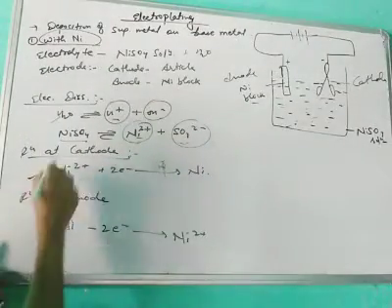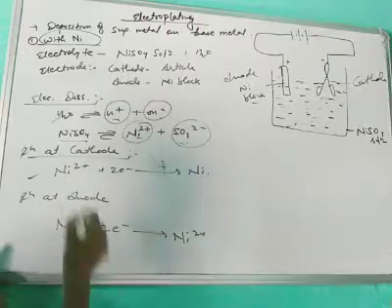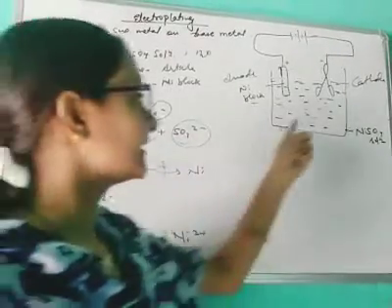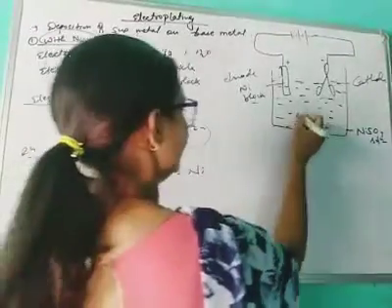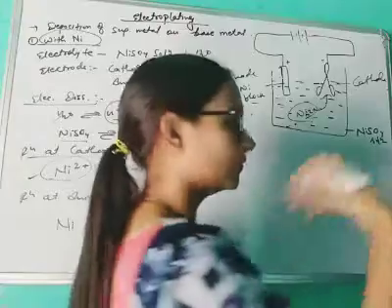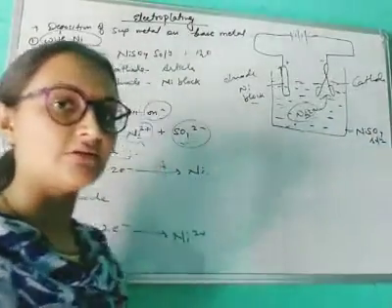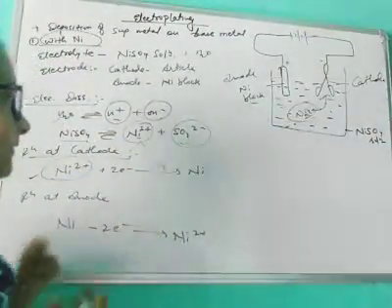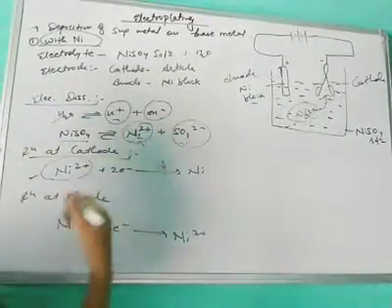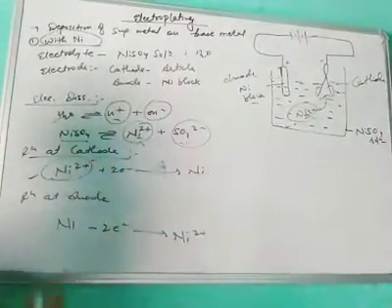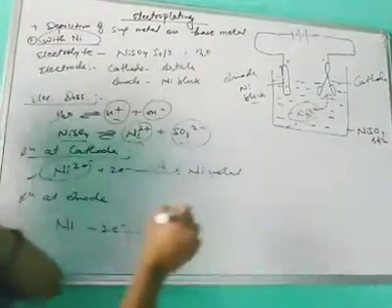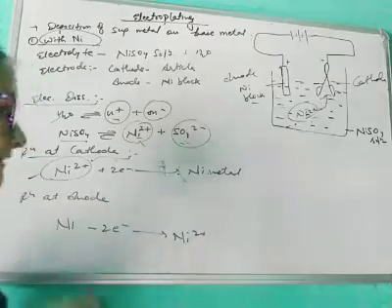So reaction at cathode, what will happen at cathode? Ni2+ is a cation, so it will go to the cathode to discharge. This is an electron deficient species, so to make it neutral we have to give it 2 electrons, so it will become nickel metal. It becomes Ni metal.